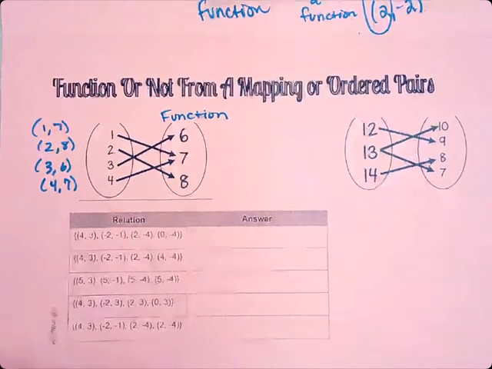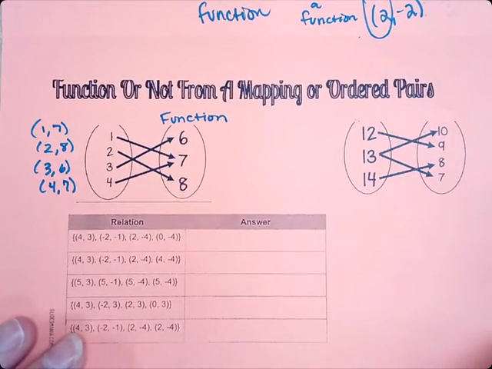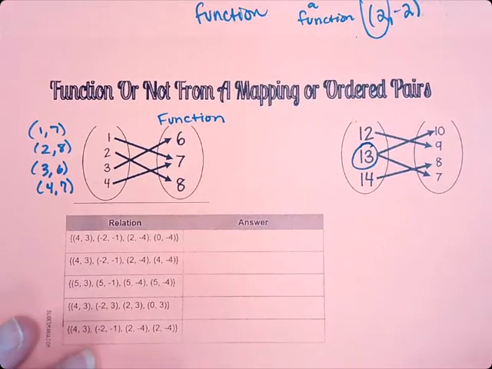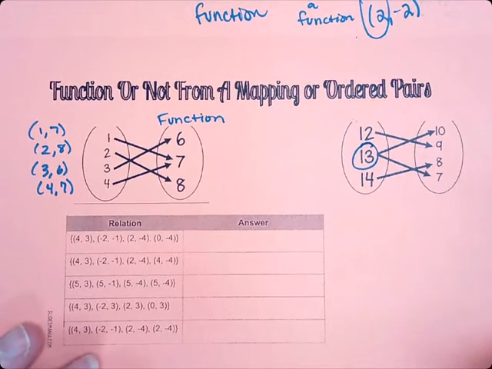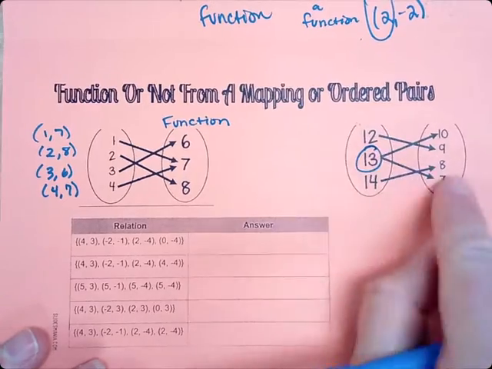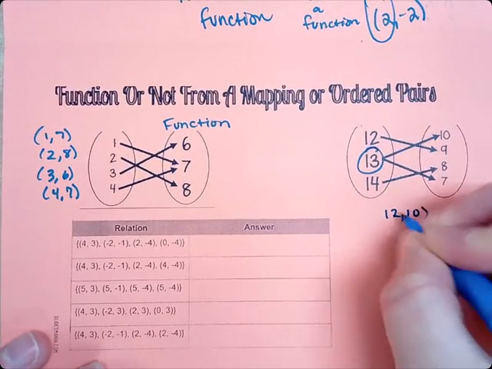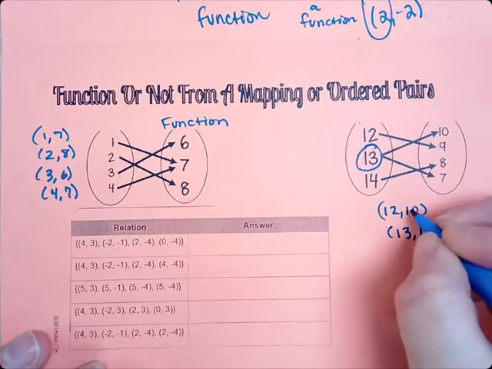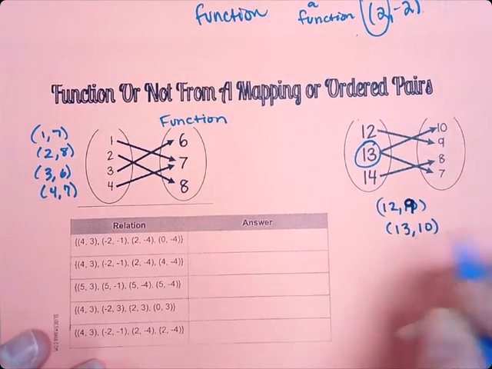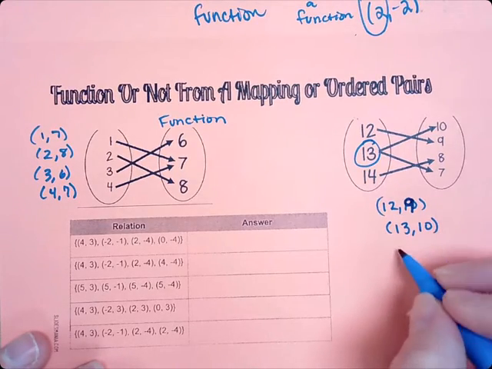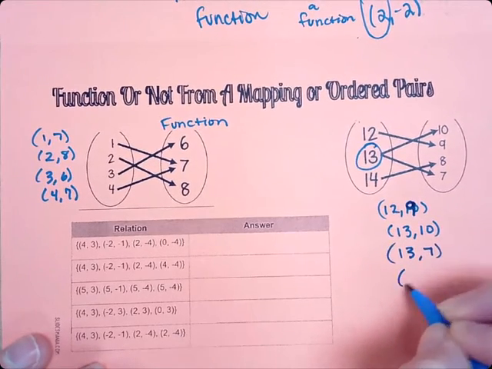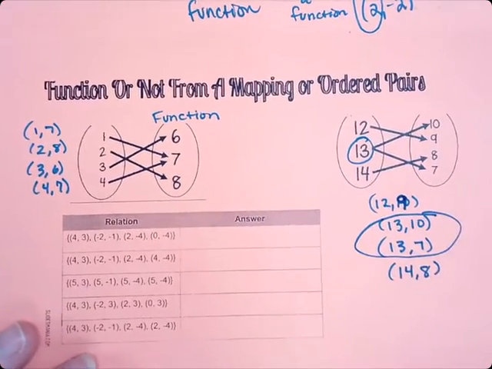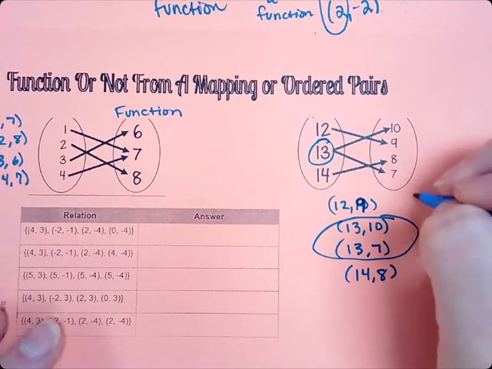Okay, let's look at the next one. Do x values repeat? 13. What does 13 go to? 10 and 7, exactly, because it's (2, 9). Whoops. (13, 10), (13, 7), (14, 8). So yeah, the 13s repeat. So this is not a function.